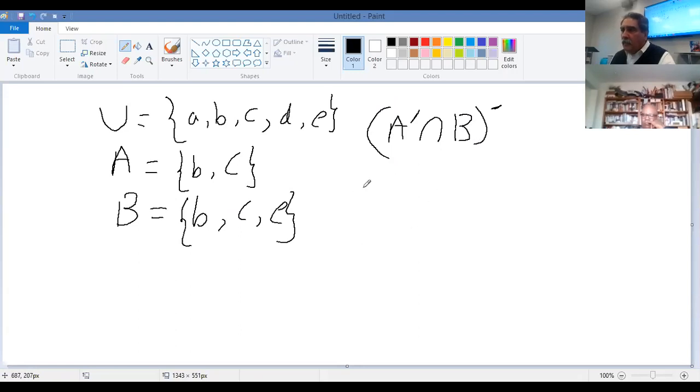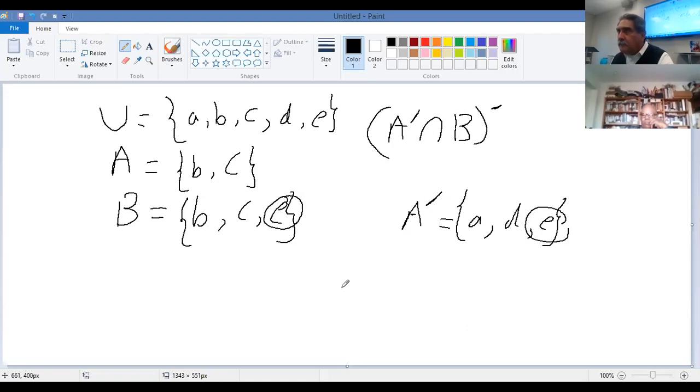Okay. First, let's find what is not A. Whatever in the universal set which is not in A. A has B and C. So not A would include A, D, and E. Okay, following me? Now, intersect that with B. What is common with not A and B? Well, A is not, D is not, E. The only thing that is in both of them is E. Okay?